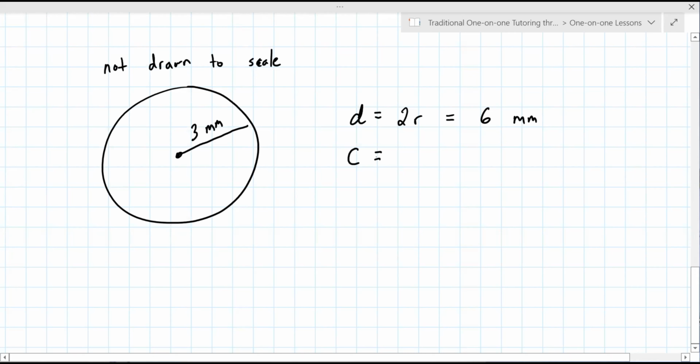I think I told you. I'm asking for it again. What is the formula for circumference?